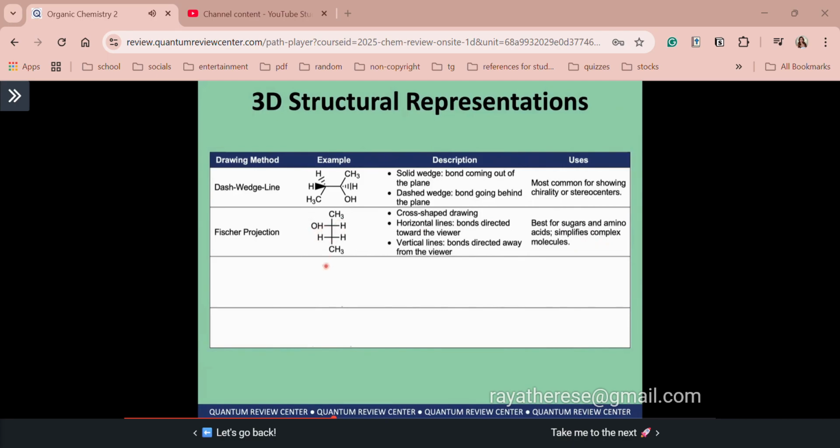Okay? So again, it's like a fishbone structure, diba? Horizontal lines are bonds directed toward the viewer. Meaning class, nasa front sila. In terms of the dash wedge line structure, they carry the wedge. Ayan, wedge ang structure ng horizontal functional groups. For vertical lines, they are directed away from the viewer. So, that's the dash structure here in our Fisher projection. Okay? Ayan, thirdly, we have the Newman projection.